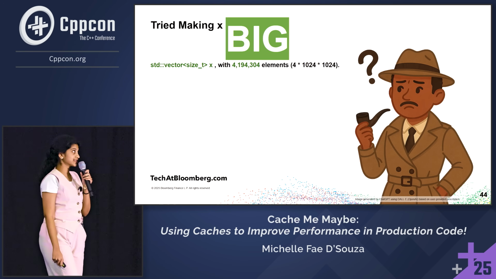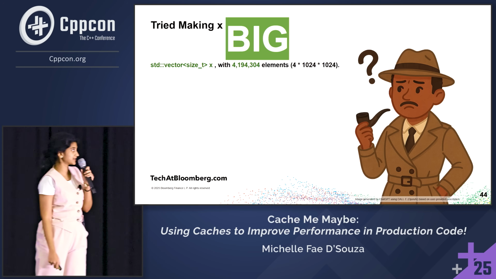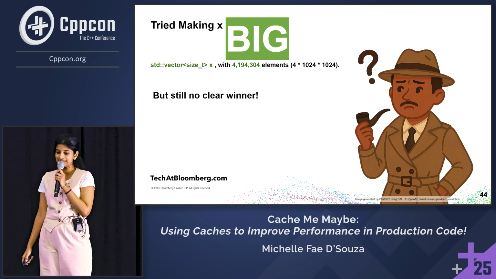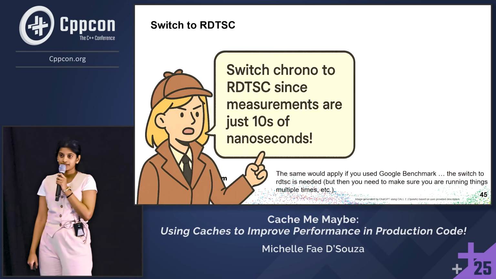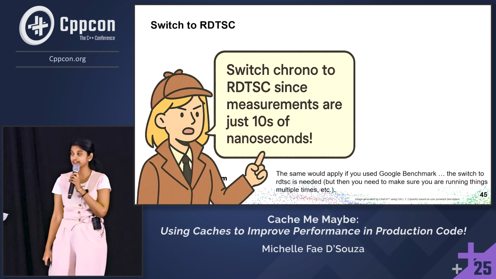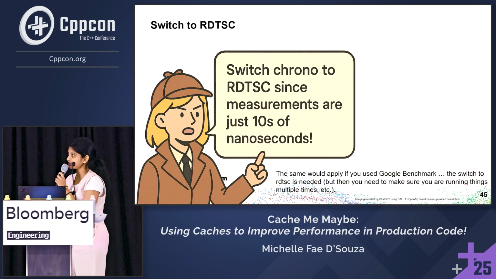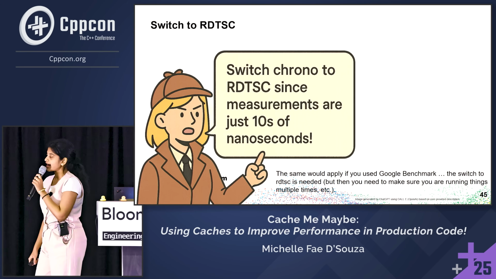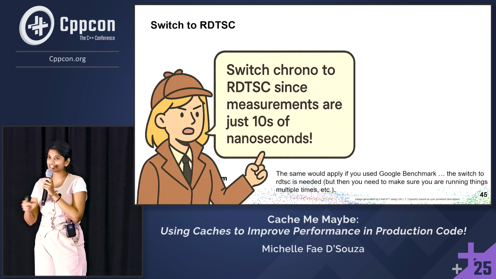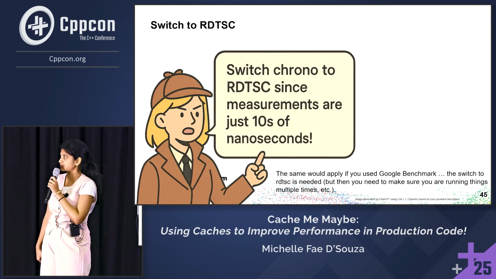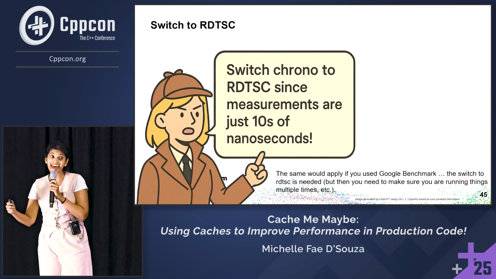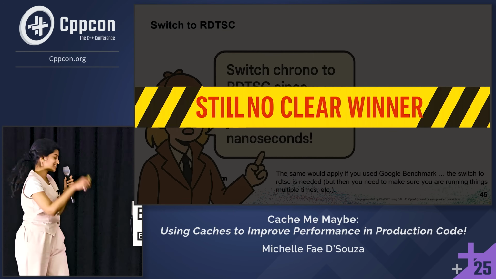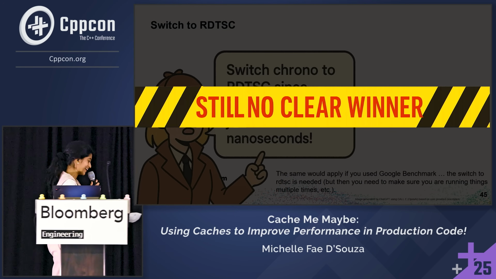Then I tried making X really big, so now it's a huge vector with a lot of elements. Still no clear winner. Next, I switched to using read timestamp counter, RDTSC, because my measurements were just tens of nanoseconds apart. So read timestamp counter is a better tool. And then, nope, still no clear winner. What the heck? What the duck?